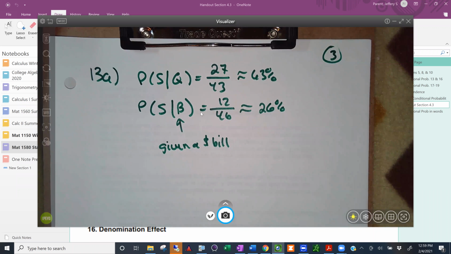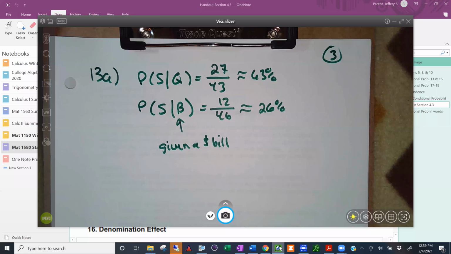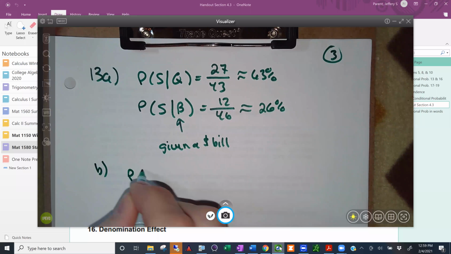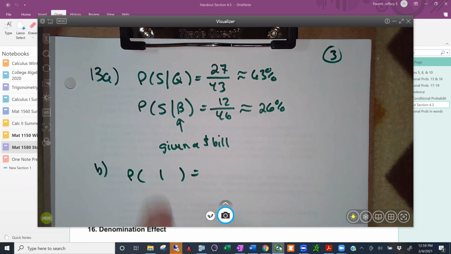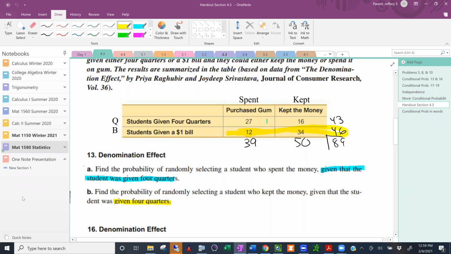Let's do part B now. And we'll extend part B kind of like we did the other one. This is part B. Find the probability of selecting a student who kept the money given that the student received 4 quarters. So I want you to try and come up with this notation. For part B, probability of blank given blank. Fill in that notation for part B for me.